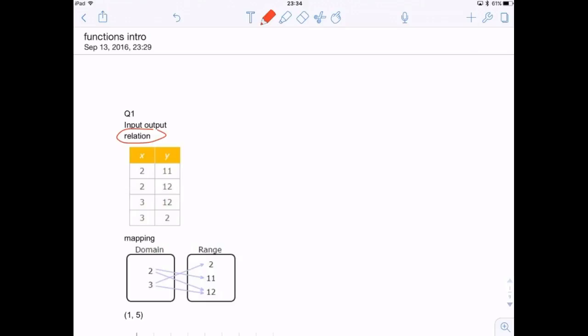A relation is basically what it sounds like. It's a connection between two numbers, okay? One of the numbers is an input, the other number is an output. Usually we call the input X and we call the output Y. Often we make it an XY table like this. We've used these in our warm-ups and in some of our work so far.